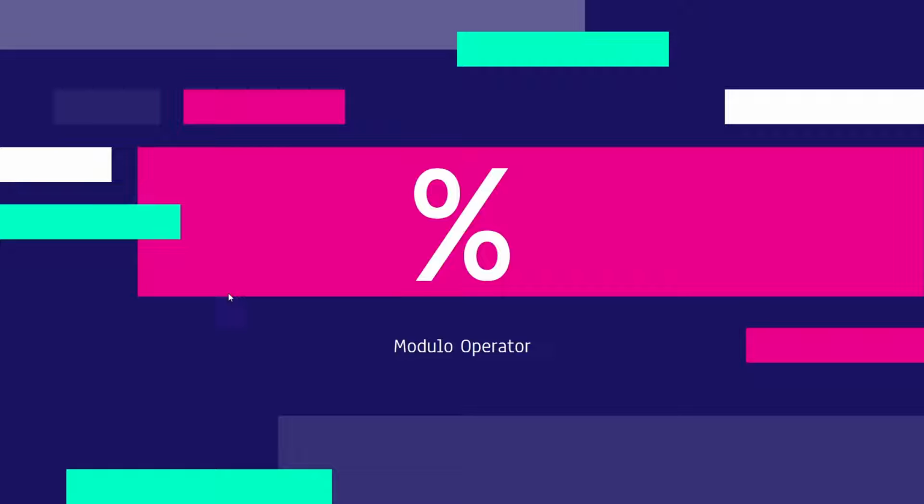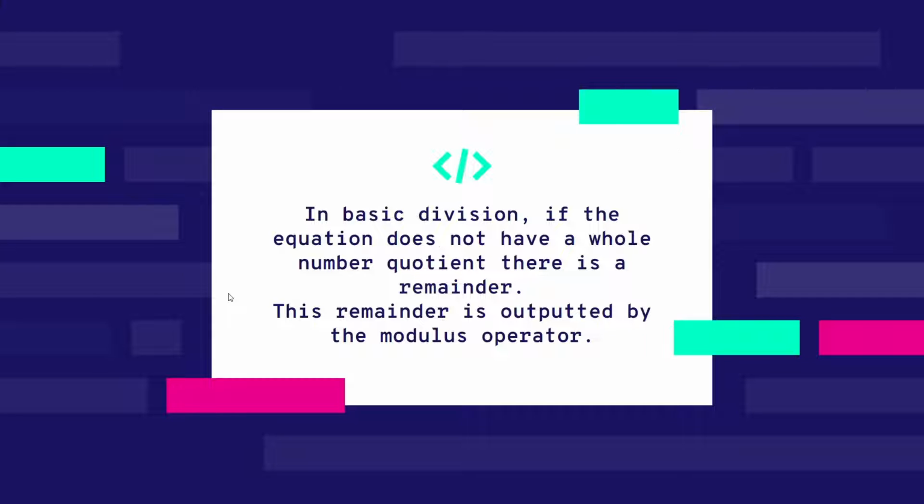Now, there's a very specific operator called the modulo operator, and it's used only in coding for the most part. Again, there are some exceptions, but it's mostly in coding. The theory is that in basic division, if the equation doesn't have a whole number as its quotient, or the answer, then there is a remainder, right? And that remainder is what's outputted by the modulo operator.